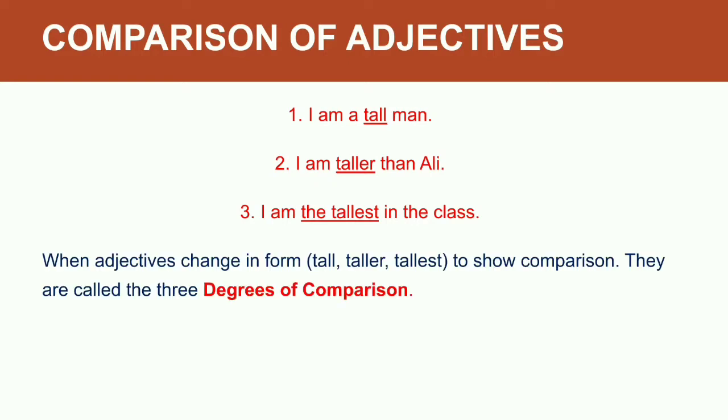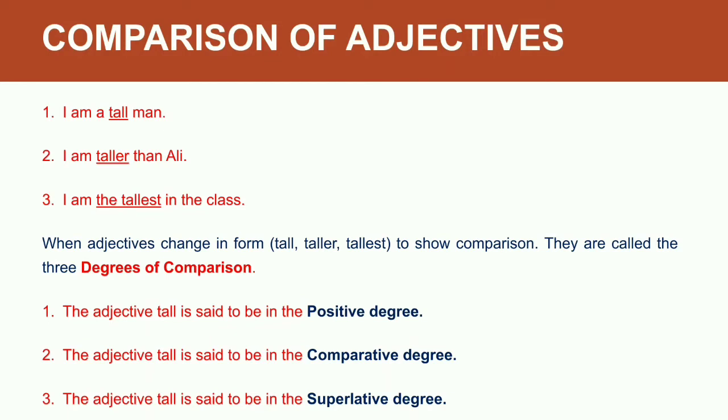So what is the logic behind it? When adjectives change in form, like tall to taller and taller to tallest, to show comparison, they are called the three degrees of adjectives. How many degrees of comparison? Three degrees of comparison.